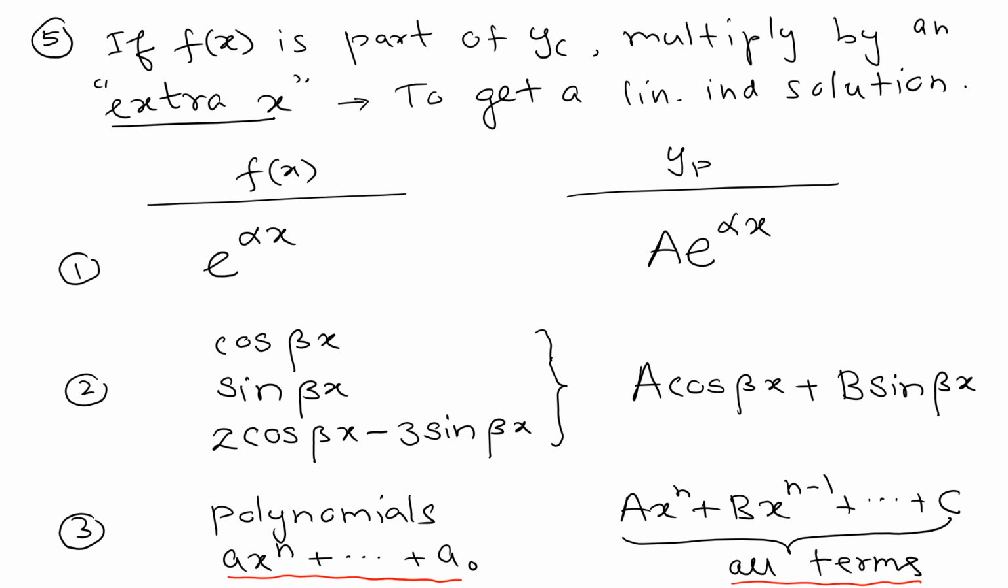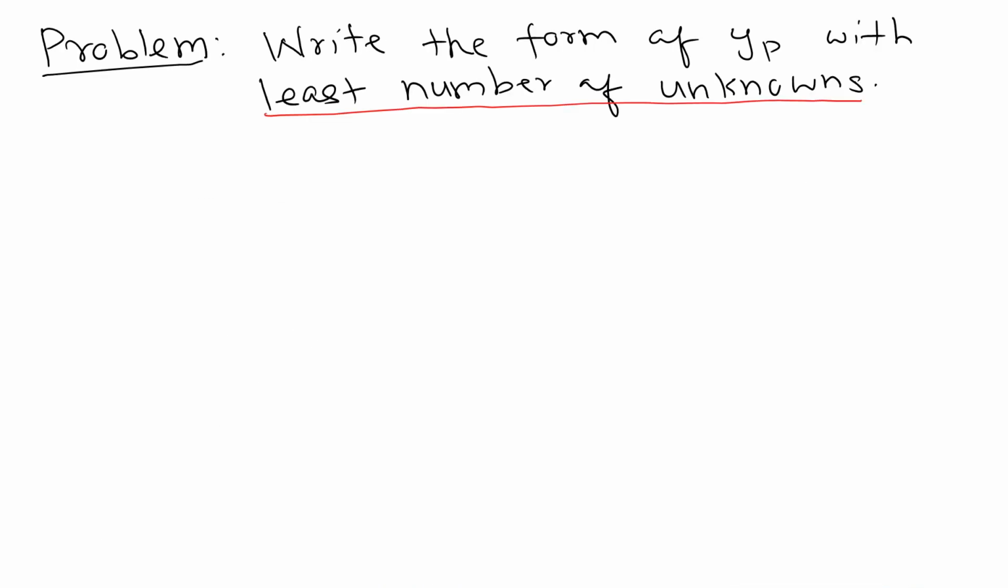Let's look at a few problems now. This is a problem: write the form of YP with the least number of unknowns. That's very important, the least number of unknowns. Because you can write this with so many unknowns, and then it will be a very difficult problem, because when you have so many unknowns, you have to find them. So we need to write it with the least number of unknowns. Let's see how we can do problems like that.